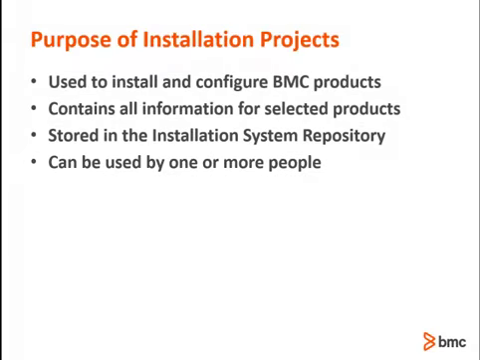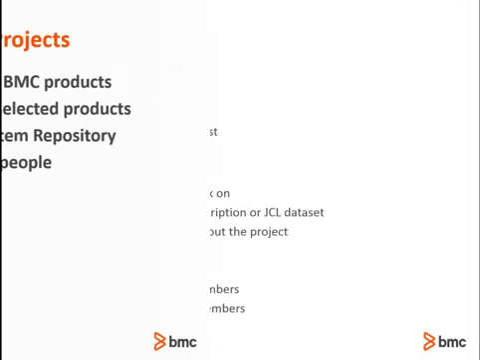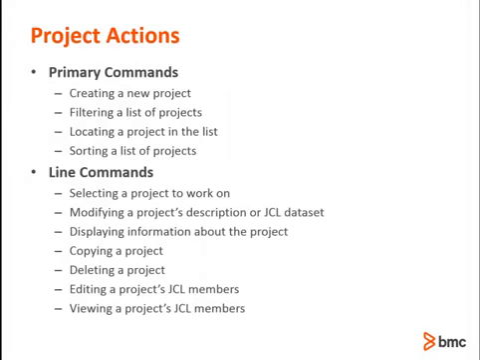For example, one person might start the project and specify the values needed to generate the download and installation jobs for selected products or solutions. Then a second person could use the same installation project to specify the configuration values for those products. Project actions consist of primary commands and line commands, which will be covered in the rest of this course.